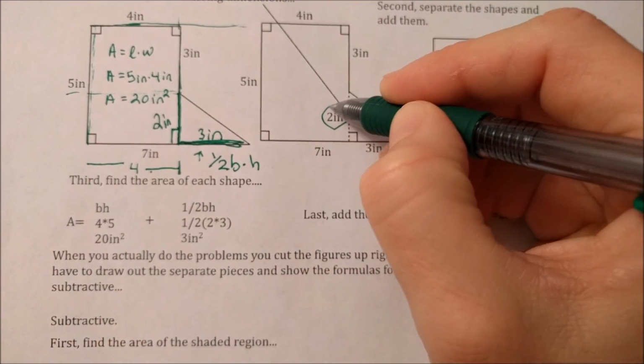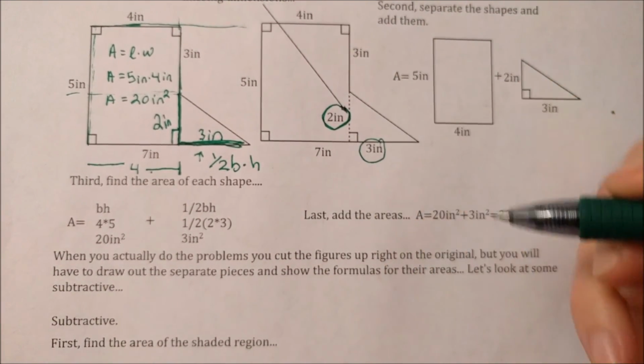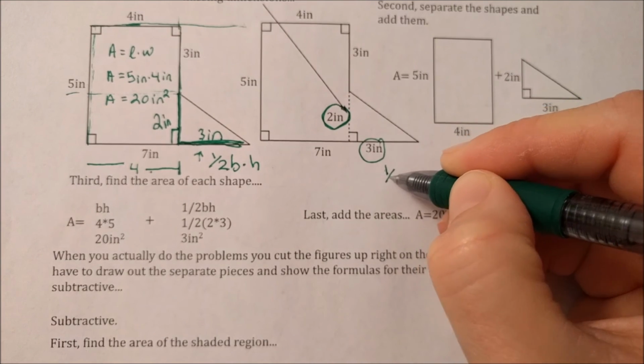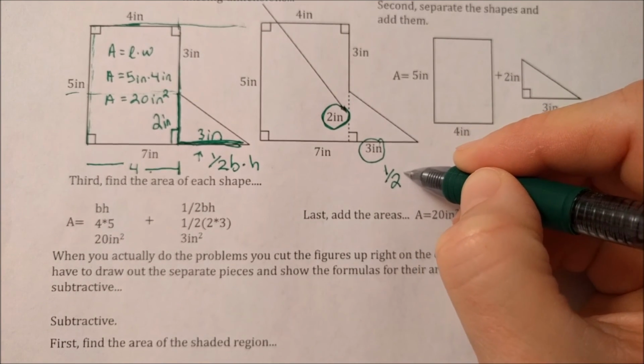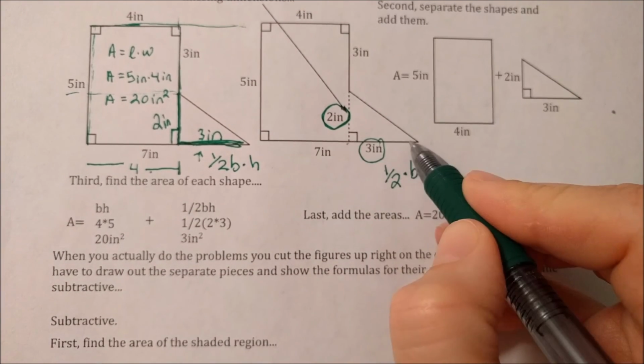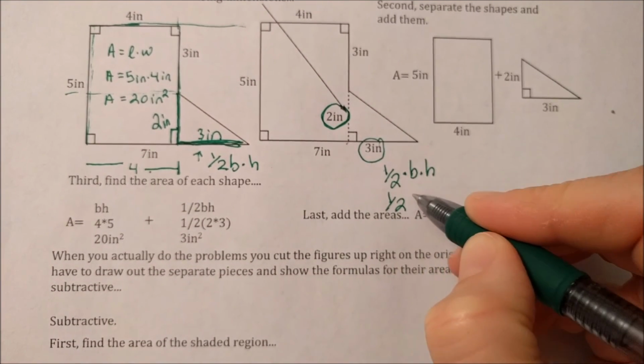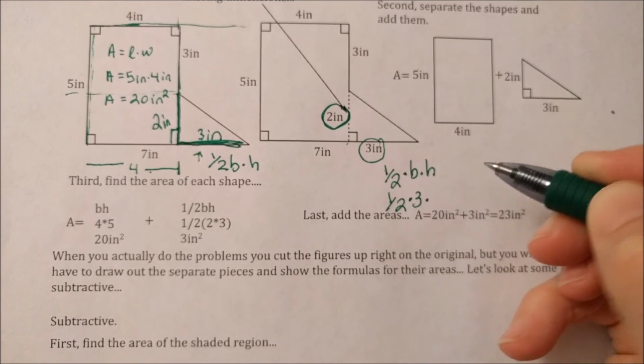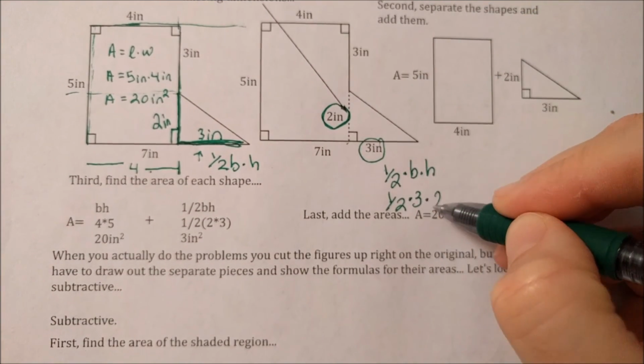Now I've got 2 inches and 3 inches, and now I can do my 1/2 times my base times my height. I can call my base the 3 inches, 1/2 times 3 times my height is 2 inches.